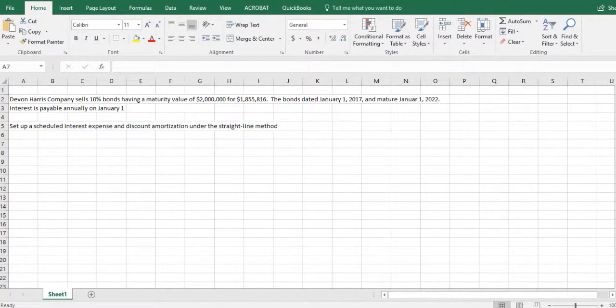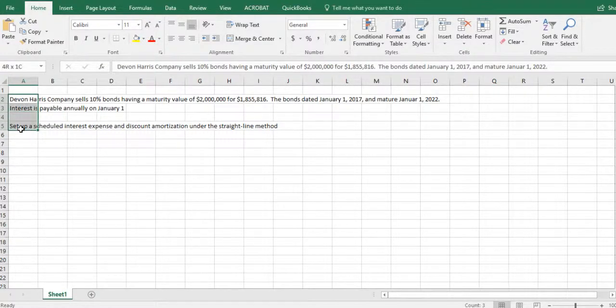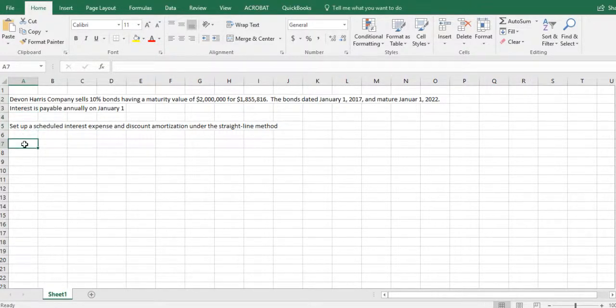For this example, we are going to look at setting up a schedule of discount amortization on bonds using a straight line method. Here I have put in the information that is applicable to this problem.